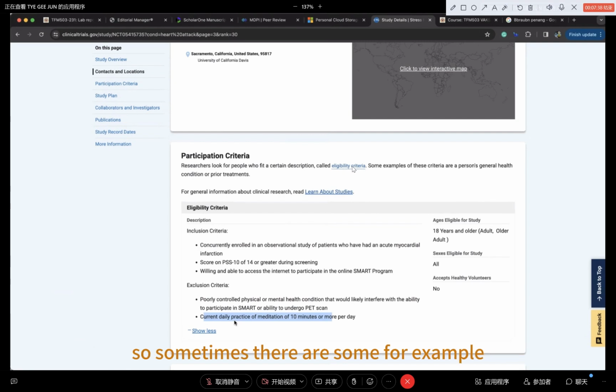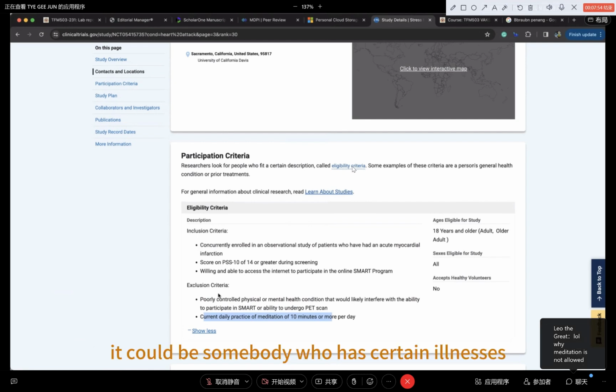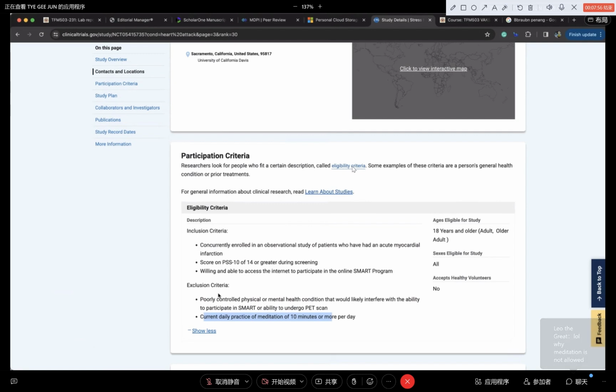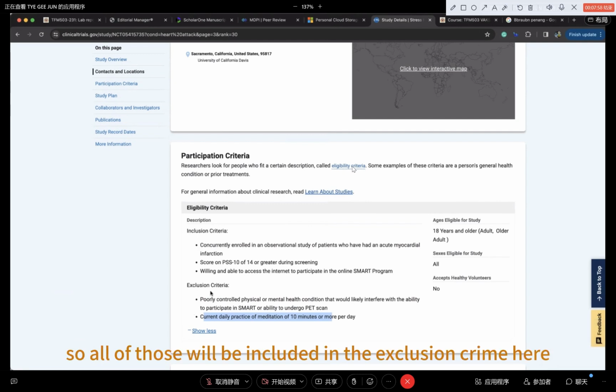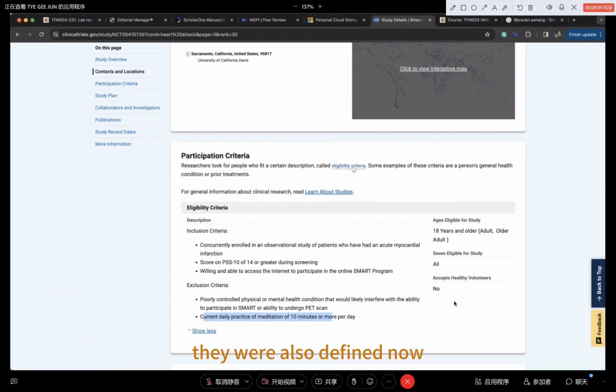Okay, so sometimes there are some, for example, if it's a stage one or phase one clinical trials, especially for healthy patients, the exclusion criteria could also be things like pregnant mothers. It could be somebody who has certain illnesses. So all of those will be included in the exclusion criteria. Okay, so this is inclusion, exclusion. And then in terms of ages, normally they will also define.